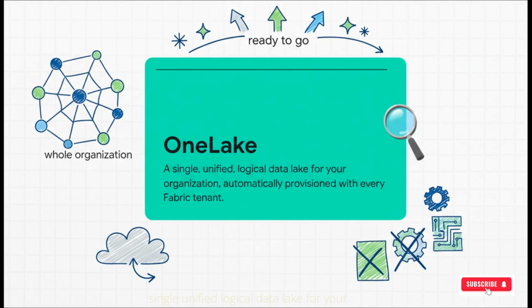Okay, so here's the more formal definition. OneLake is a single, unified, logical data lake for your entire organization. And here's the key. It's not something you have to go out and buy or install. It comes automatically with every single Microsoft Fabric tenant. It's software as a service, or SaaS, which is just a fancy way of saying Microsoft handles all the complicated backend stuff. No provisioning servers, no managing storage accounts. It's just ready to go, right out of the box.